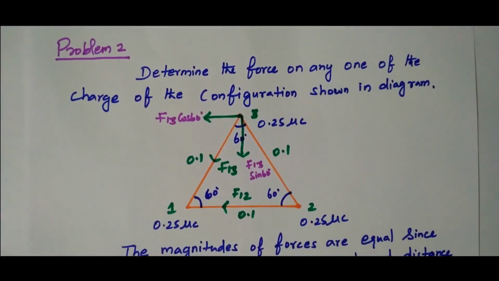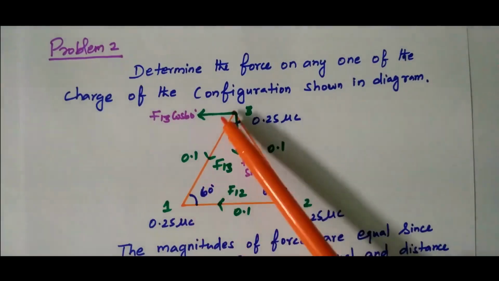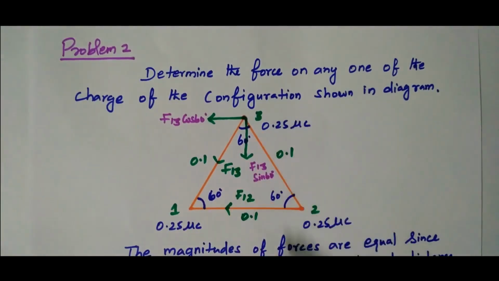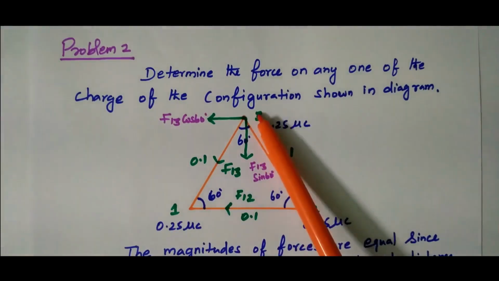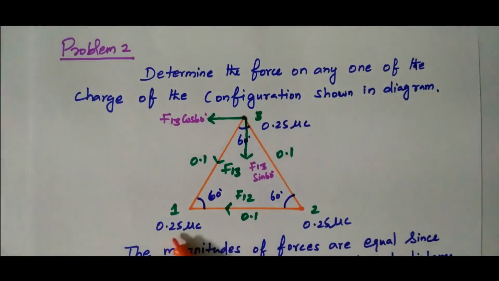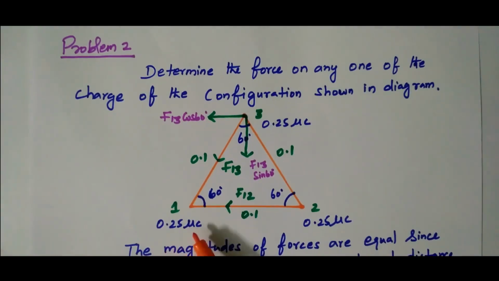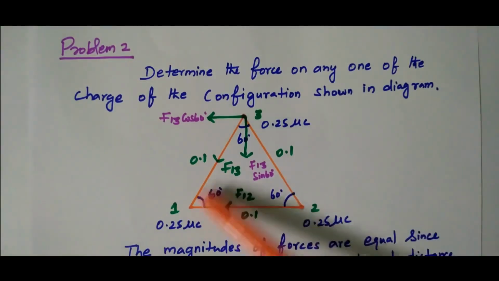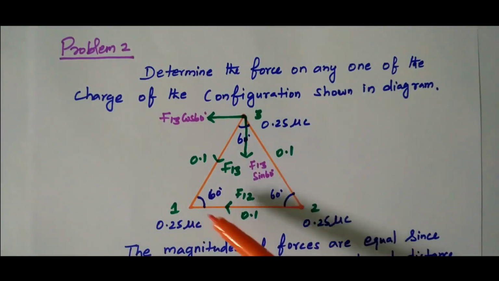Right, we'll go to the second problem. The second problem is, there is a triangle. At each corner of the triangle, charges are placed. This is the first corner, second corner and third corner. In each corner, the charges placed are of equal value, 0.25 microcoulomb. The distance also is 0.1. It means it is an equilateral triangle, so the angle will be 60 degree.